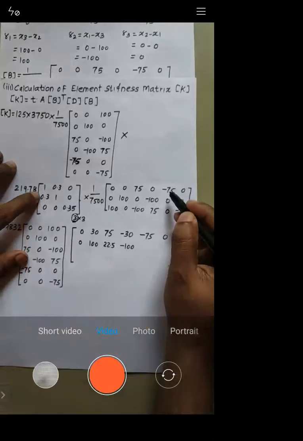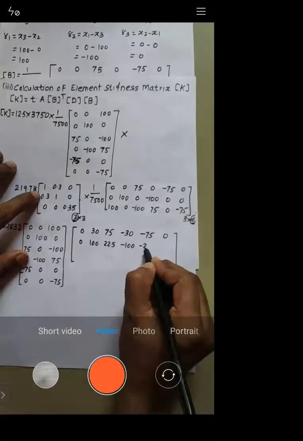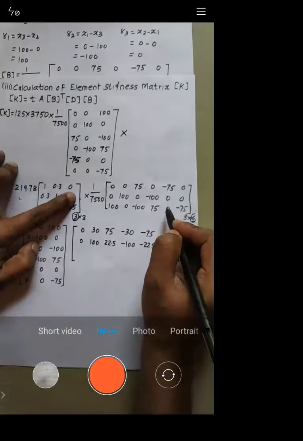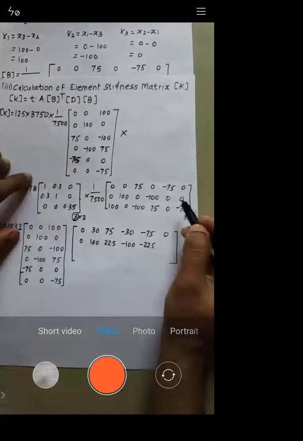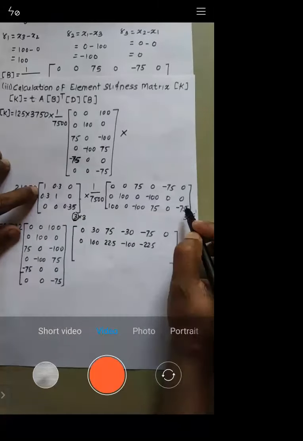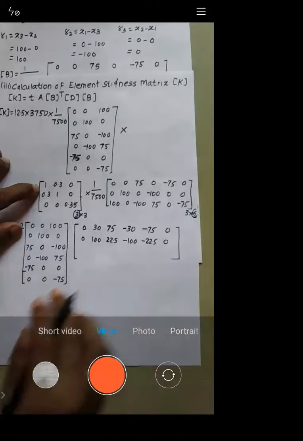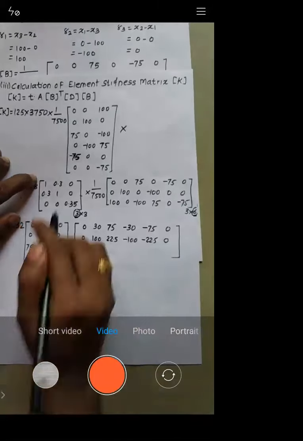0.3 into minus 0.75, right? So this will come as minus 22.5. Okay. 1 into 0 is 0. This 0 into 0 is again 0, right? Next, this row into this column. Initial two terms are 0 and this last term is also 0. Is it okay?